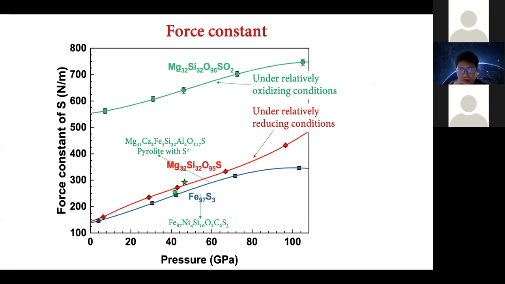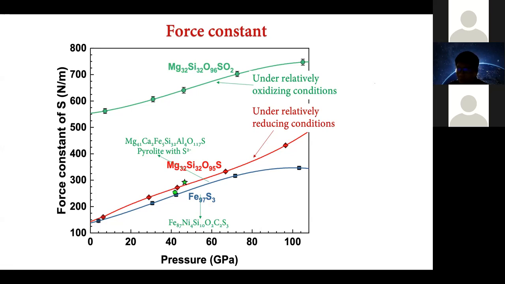In addition to MgSiO3 and the Fe197S3 melts, we also conducted calculations for two systems with multiple components. One is a sulfur-bearing pyrolite, and the other is a metal melt with other light elements. Here is the chemical composition I show here. The presence of other components does not significantly affect the final force constants.